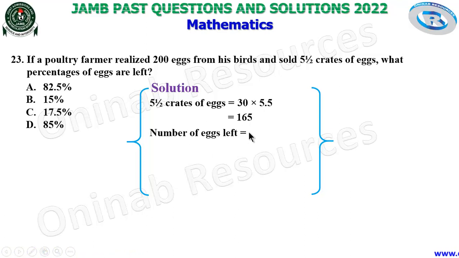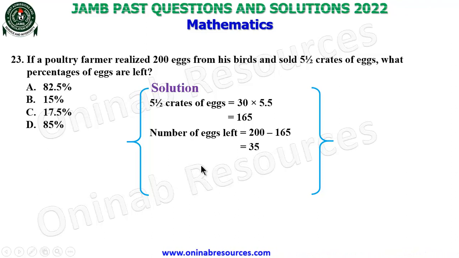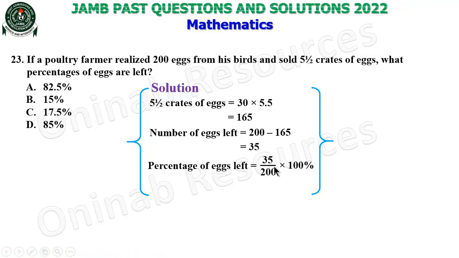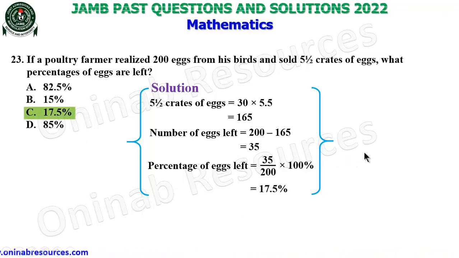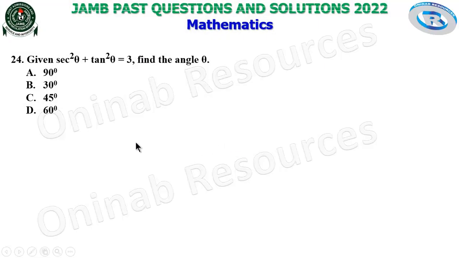The number of eggs left is going to be 200 minus 165, and that gives 35. So the percentage of eggs that is left is going to give us 35 over 200 times 100%, and this gives 17.5. 17.5 is option C. And that's all for problem 23. We then go to 24.